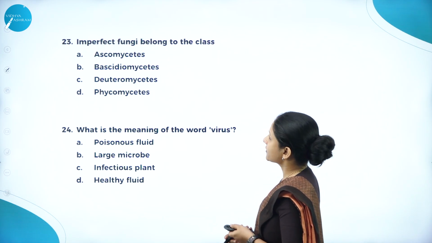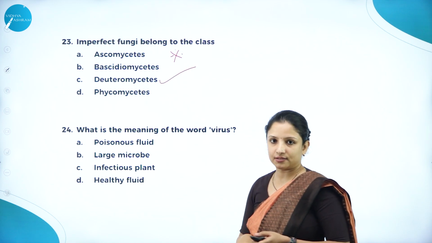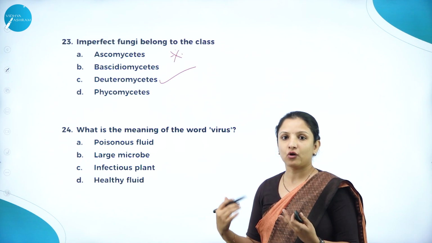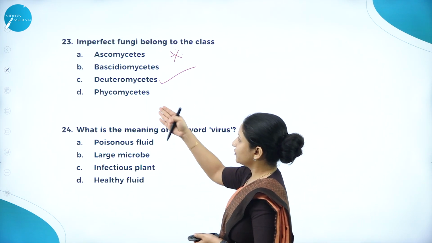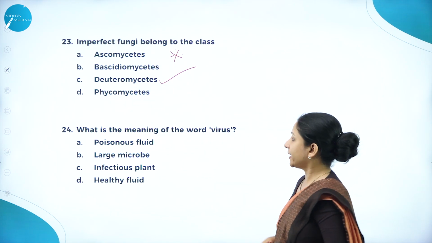Next, imperfect fungi belong to the class. This is a very important question. Deuteromycetes. Or they can ask, Alternaria belongs to the class. Colletotrichum belongs to the class. Trichoderma belongs to the class. All those are imperfect fungi itself. So, therefore, they belong to Deuteromycetes.